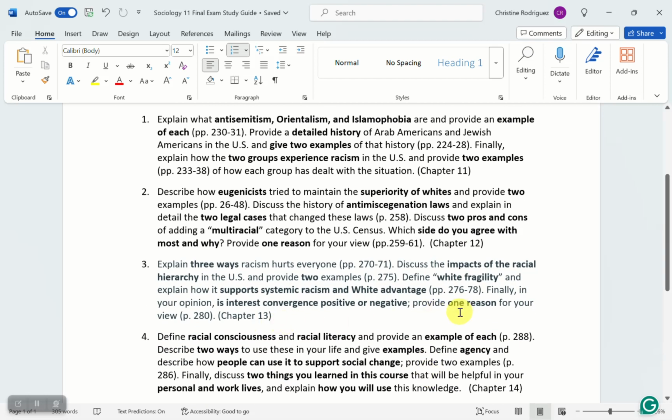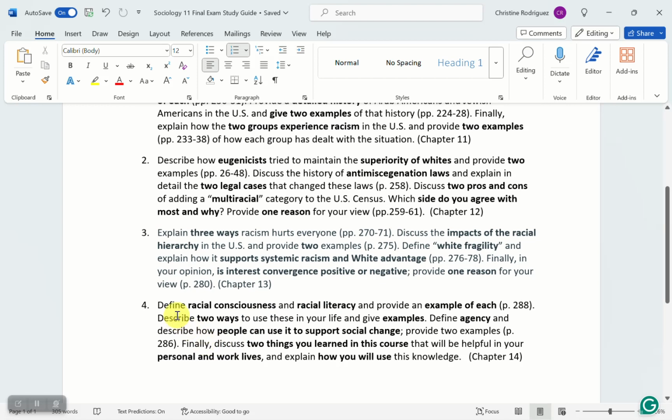Sorry about that. And then the last question is from chapter 14. Define racial consciousness and racial literacy and provide an example of each. Okay. Discuss two ways to use these in your everyday life and give examples.